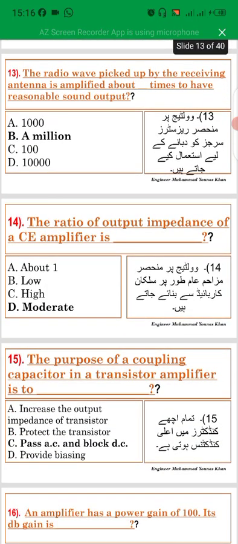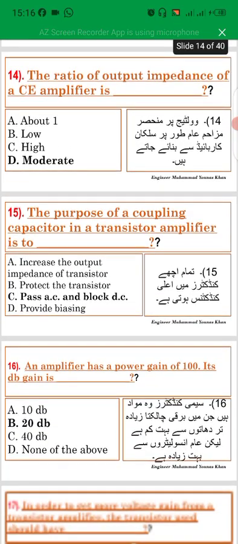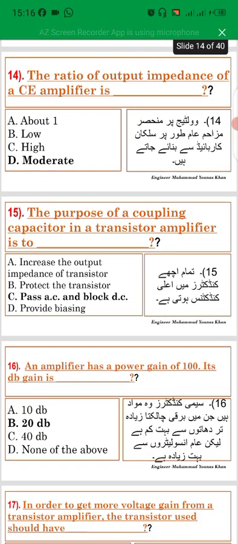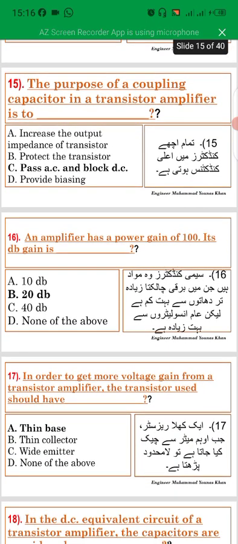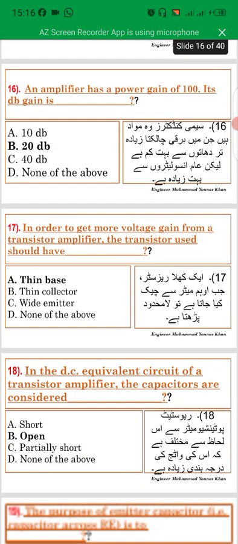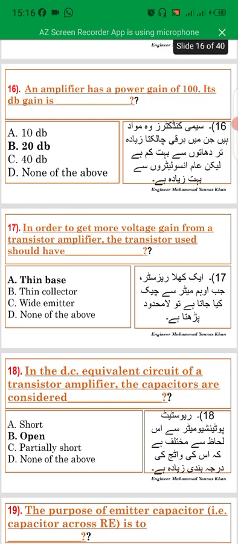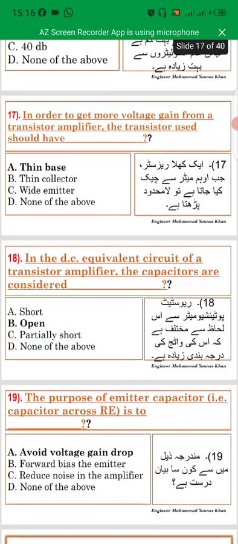The radio wave picked up by the receiving antenna is amplified about 1,000,000 times to have reasonable sound output. The output impedance of a CE amplifier is moderate. The purpose of a coupling capacitor in a transistor amplifier is to pass AC and block DC. An amplifier has a power gain of 100, so its decibel gain is 20 decibel.